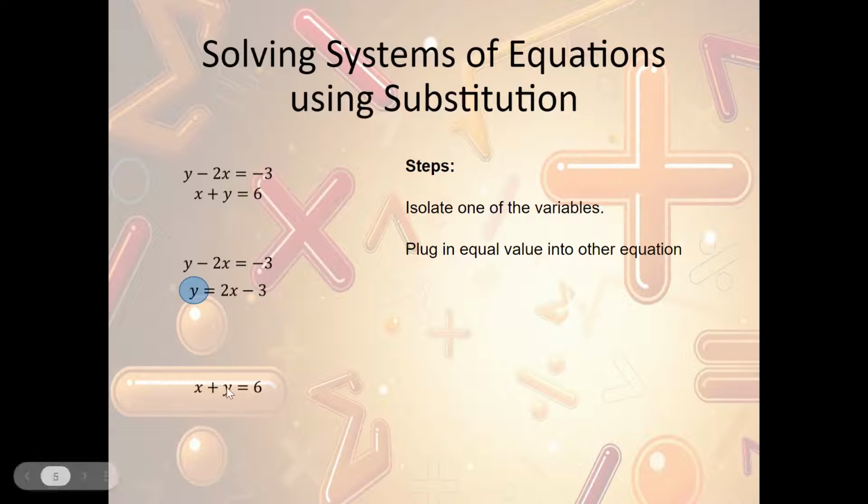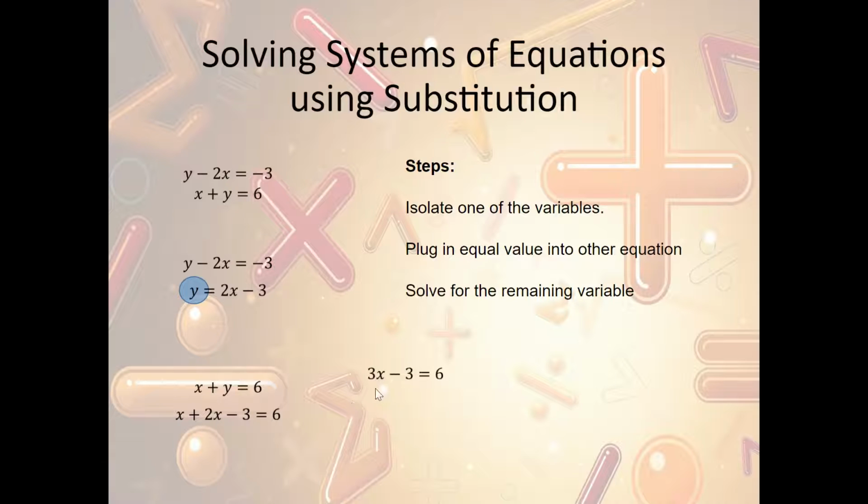So I have x plus y equals 6. But y is really equal to 2x minus 3, so I'm going to plug that in for y. So now it says x plus 2x minus 3 is equal to 6. Now I can go ahead and solve. So I'm going to combine like terms. x plus 2x is 3x. So I get 3x minus 3 is equal to 6. I'm going to add 3 to both sides to get rid of this. So I get 3x is equal to 6 plus 3 is 9. Now I'm going to divide both sides by 3 to get rid of this 3. And I get 9 divided by 3 is 3.